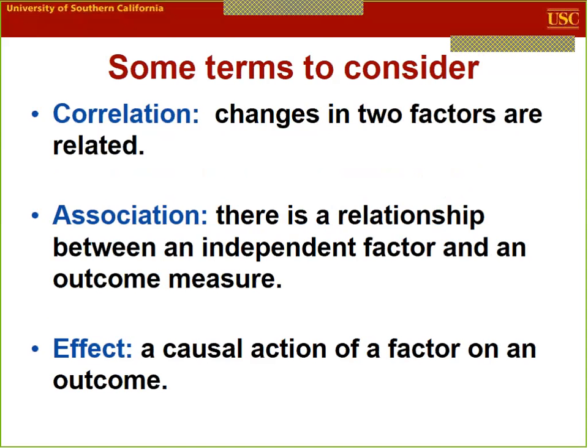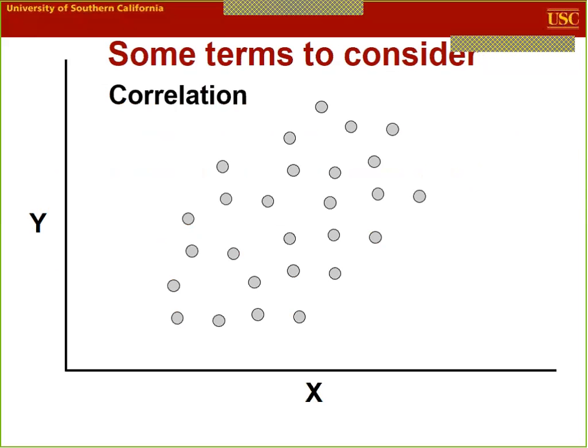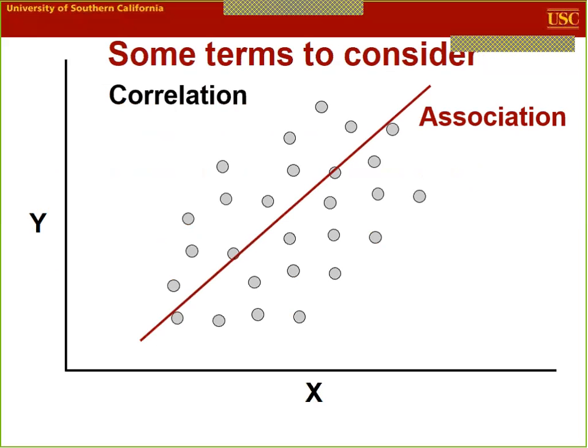Just as a reminder: correlation, association, and effect, and particularly make sure you understand the distinction between association and effect. Correlation, of course, is just how X and Y look together. Is there a pattern where, not that change in one leads to change in the other, but they look linked? Higher values of one run along with higher values of the other, and lower values similarly run together. That's correlation. With association, we ask, what does this relationship look like?